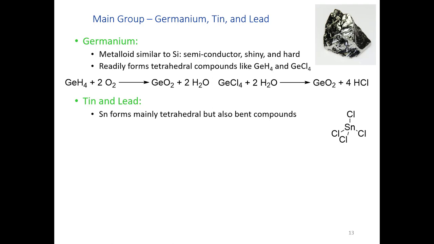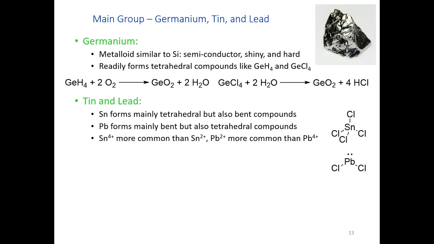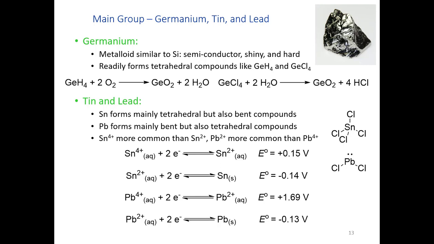Tin and lead, on the other hand, are the metallic elements of group 14. Tin forms mainly tetrahedral compounds, but bent compounds are also known. In contrast, lead forms mainly bent compounds, but can also form tetrahedral compounds. The reason for this difference is due to the inert pair effect. Tin more commonly adopts the +4 oxidation state and thus forms 4 bonds. Lead, on the other hand, adopts the +2 oxidation state more often because these 6s electrons are difficult to remove.